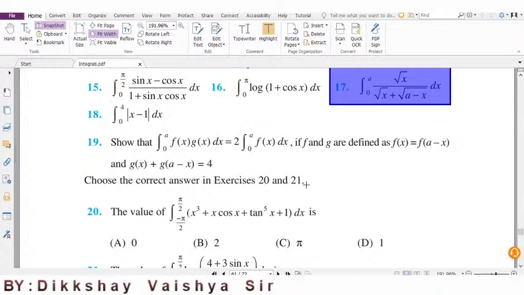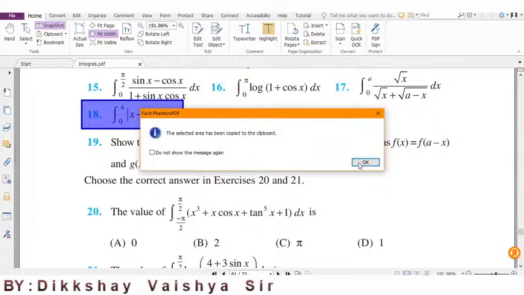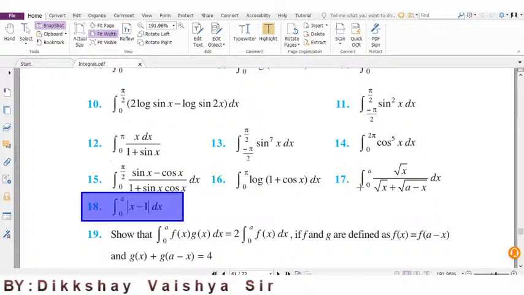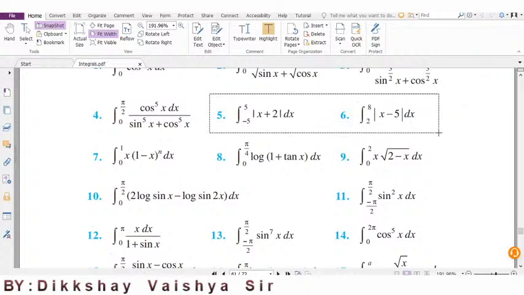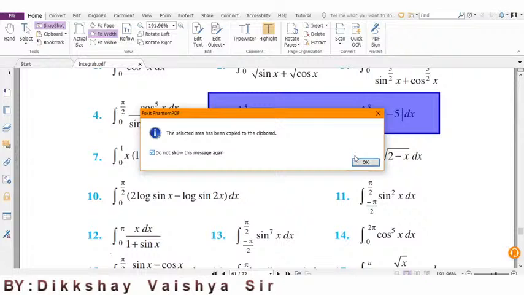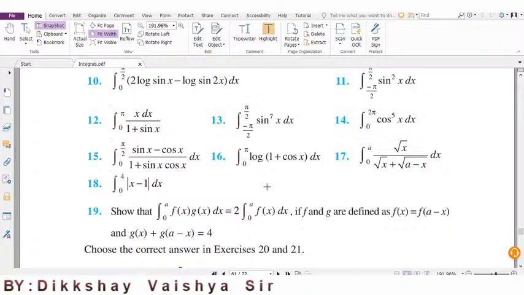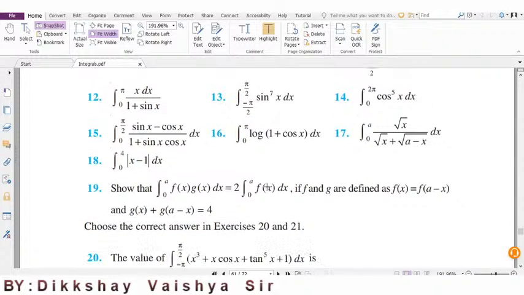Now next one, 18, we already solved. It is the type of mod question. Check that. These two questions are the same type of question. 19. Okay, 19.